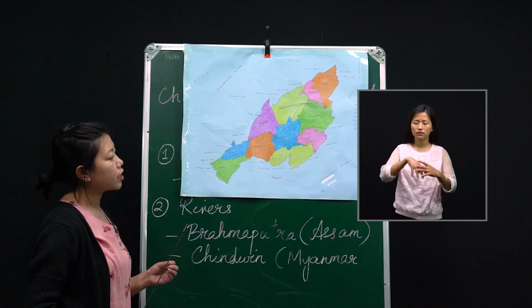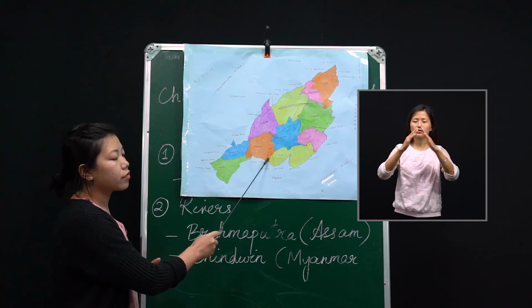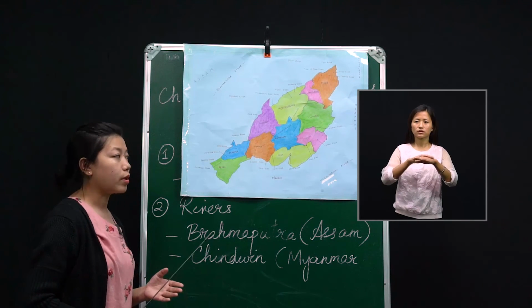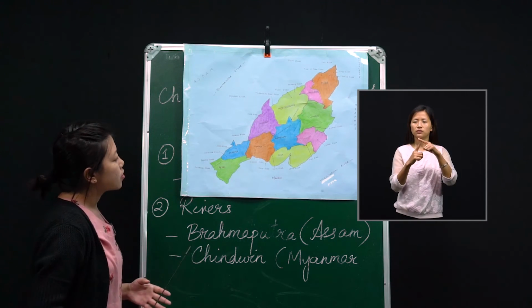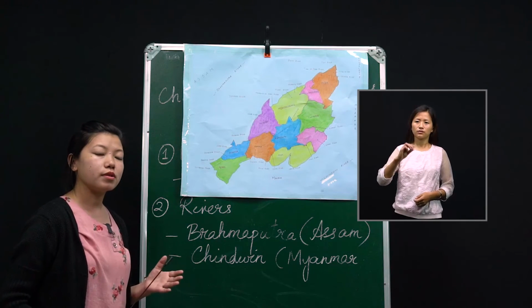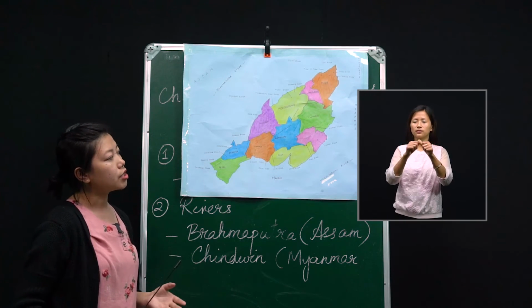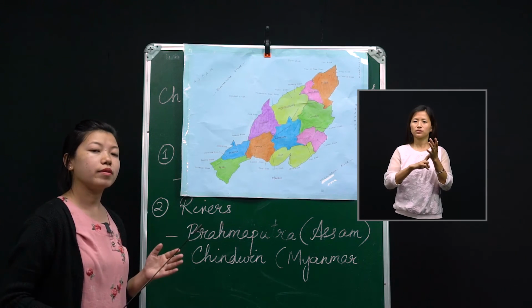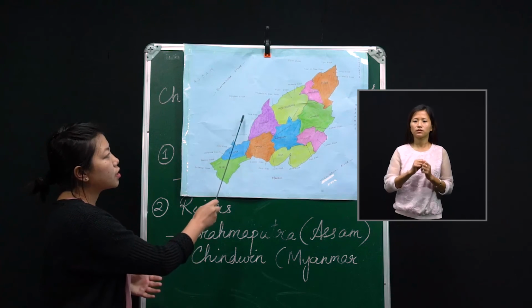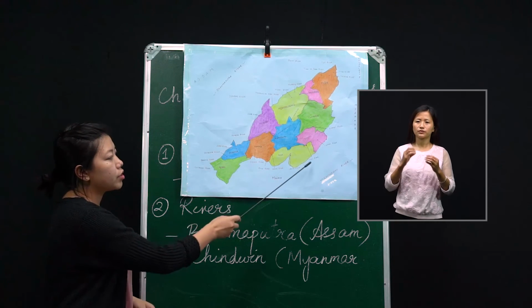And out of the 3 classifications, the longest, the biggest mountain range is the one that begins from Mao, then goes towards Peak, and touches all the borders of Zunheboto and Tuensang range. So coming to the rivers again, I have mentioned to you that there are 2 major rivers of other states. One is Brahmaputra from Assam, and one is the Chindwin River from Myanmar. And these 2 rivers form many tributaries, where some of the tributaries are Dhansiri, Doyang, and all these Tizit rivers. And towards the Chindwin we have 4 major rivers.